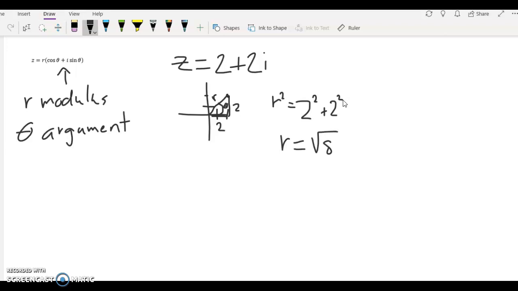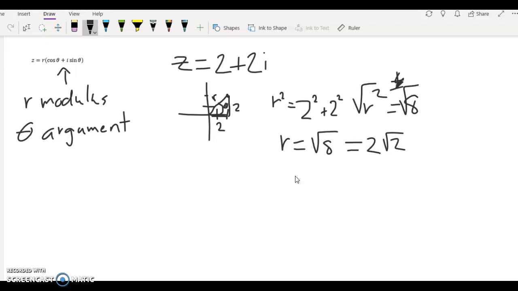Now, let me add one step in there. We had r squared equal to 8, and then we took the square root. Typically, when we take the square root, we say we have to put a plus or minus in front. Not true in these cases. The modulus will always be positive, so we're just going to have this positive square root of 8. Of course, we can simplify that to 2 square roots of 2.